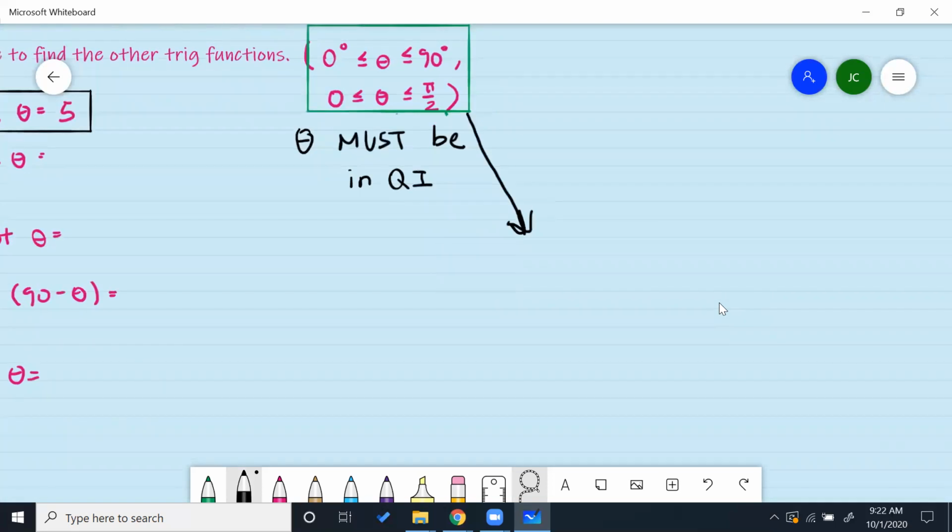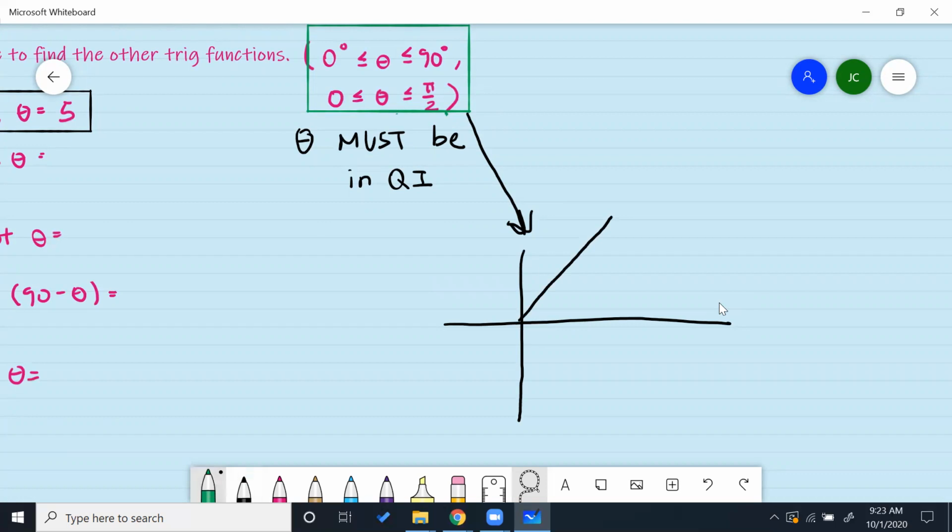So what you're going to do is draw a triangle. Okay, this is really important. It's all about your right triangle. It's going to have some angle theta. Draw straight down to make your right triangle.